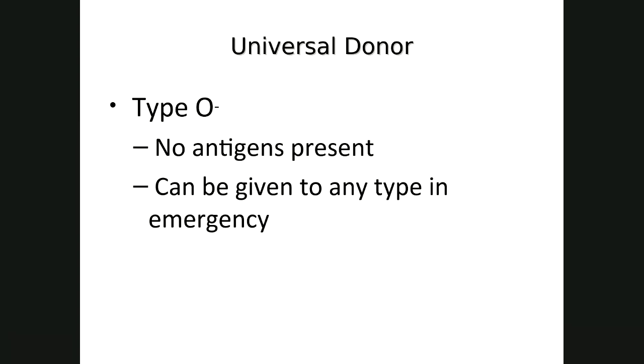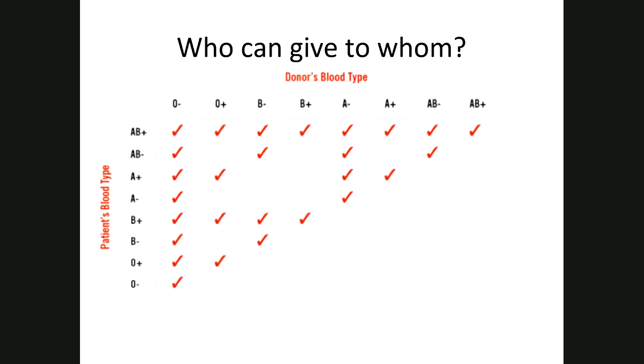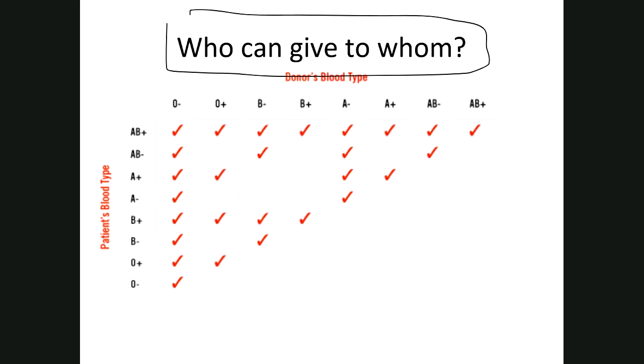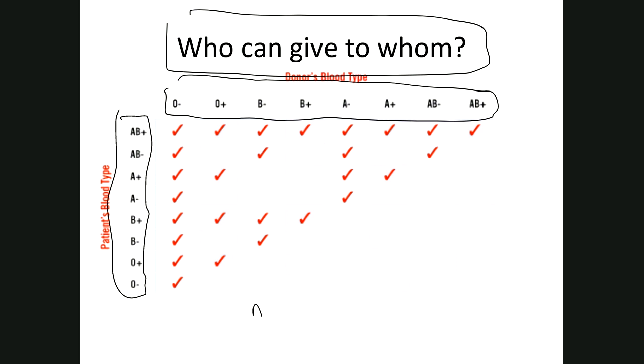And so if we want to look and see who can get what, we use this. So this is a chart that shows who can give to whom. So look, this right here is the donor's blood. That's the donor. And this right here is the recipient's blood. Now we already know A can give to A because that's the same. B can give to B, that's the same. We already know O can give to O. And AB can give to AB because that's the same as well.